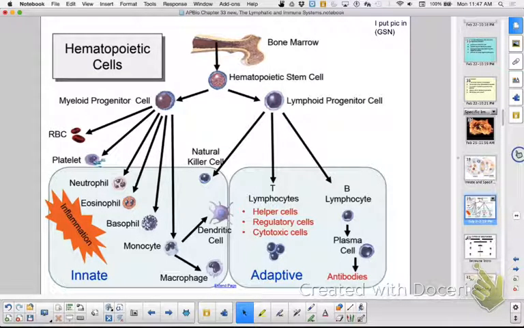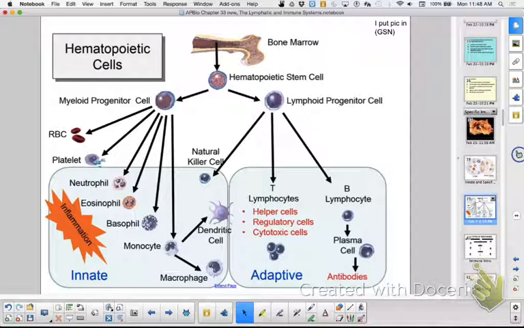White blood cells. Okay, this part right here, all of these white blood cells, this part right here, is our innate response. No learning. You don't get any better at responding. You have the same response time no matter what with your innate immune response.